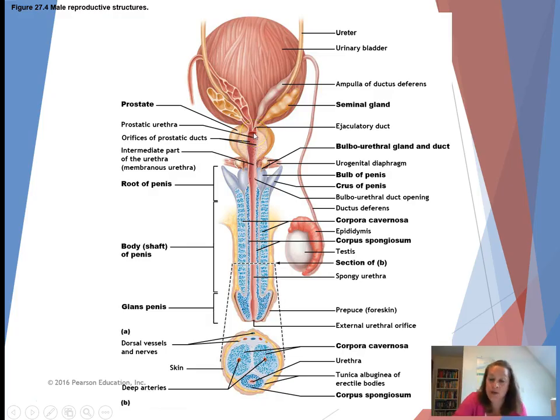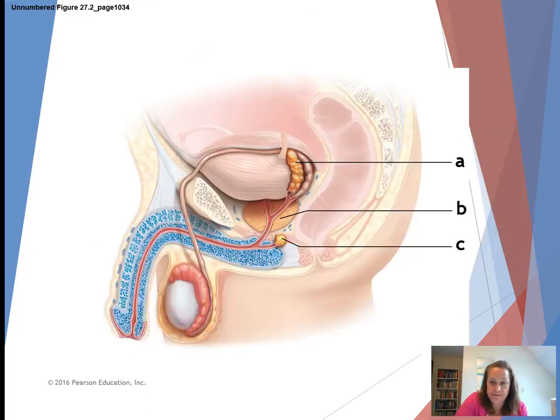Now, it's obviously one or the other. The male is either producing or ejaculating sperm or urinating, right? But this is where the two components come together, and then using that urethral tube, or the spongy urethra, will be expelled. So again, just another image of it.